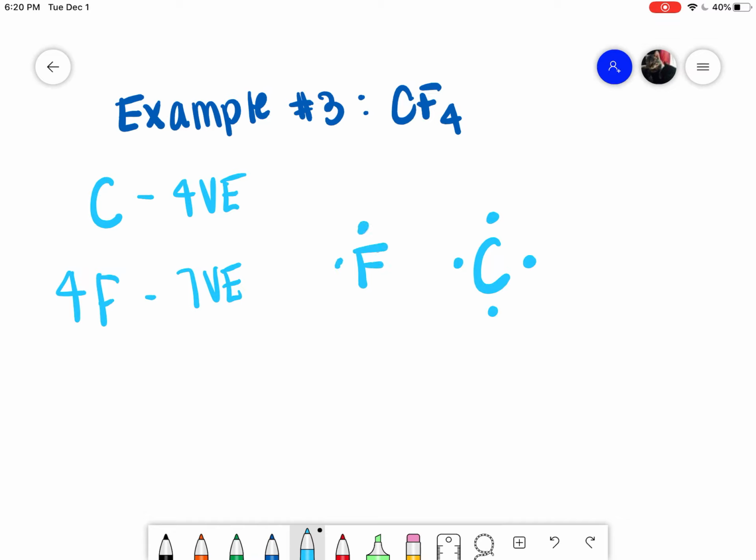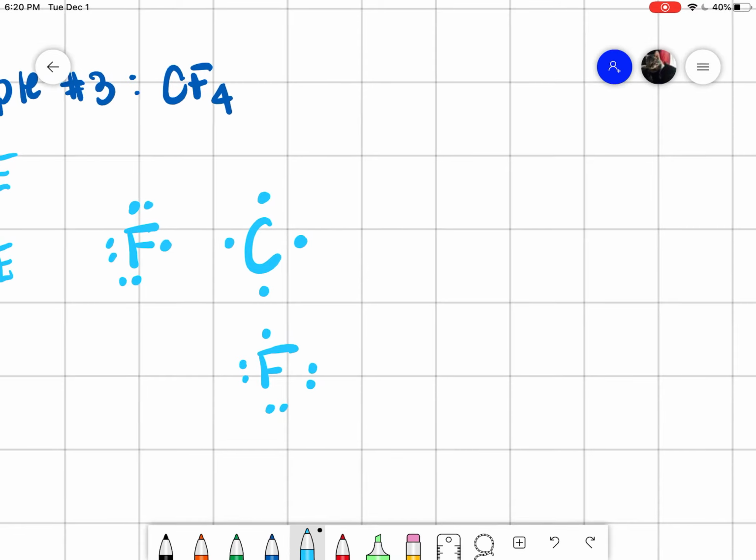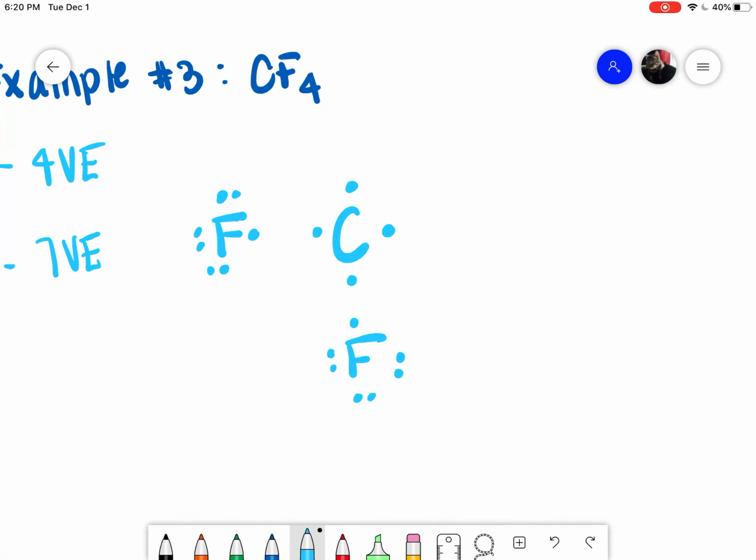And so 1, 2, 3, 4, 5, 6, 7. 1, 2, 3, 4, 5, 6, 7. Remember, you want to put those lone electrons towards the center because those are going to be the ones involved in bonding.